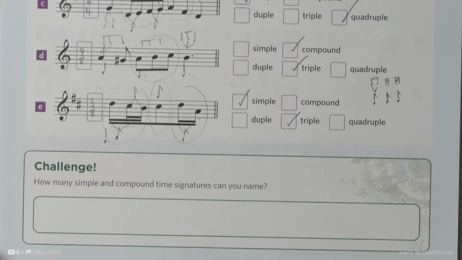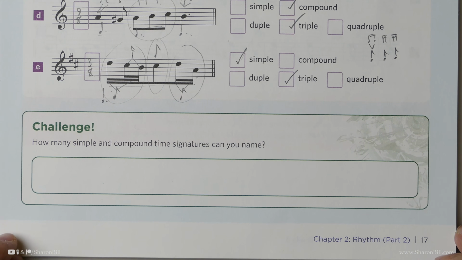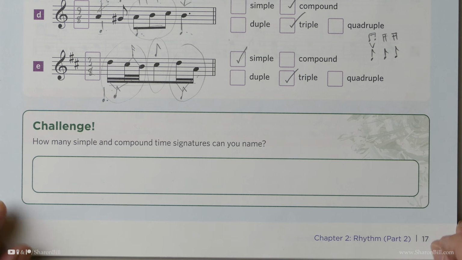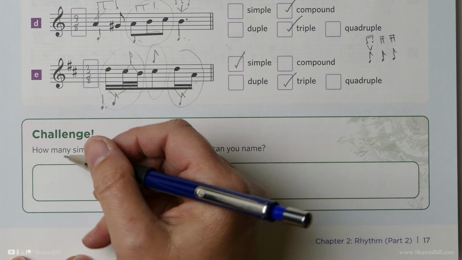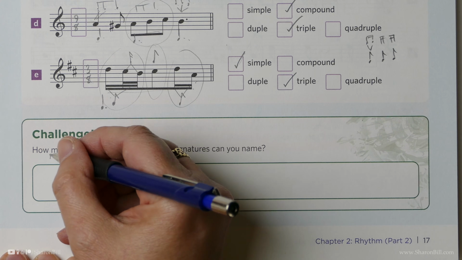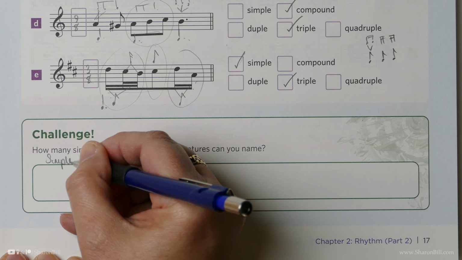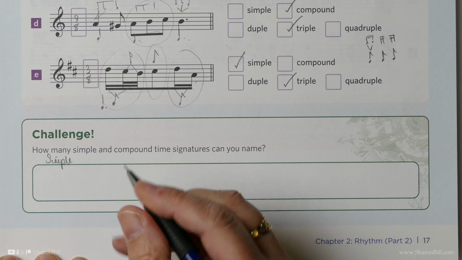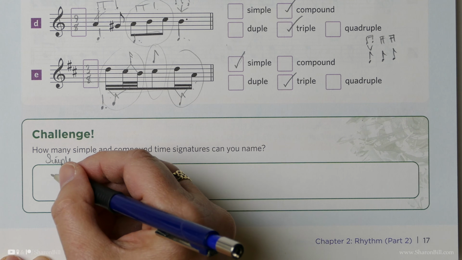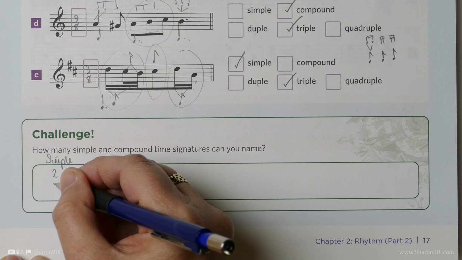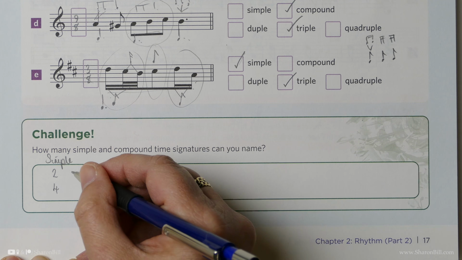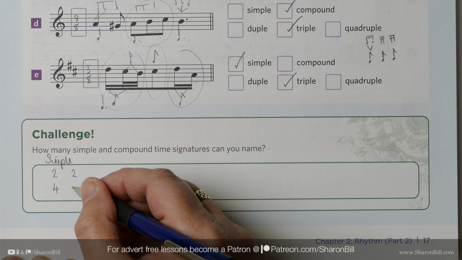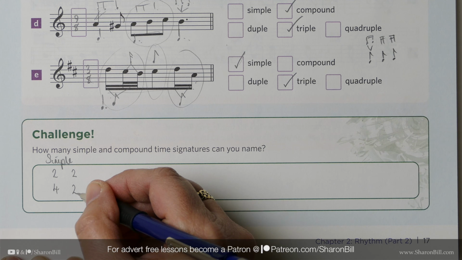Now at the bottom of this page we get a little challenge, and we've got to try and bring to mind all of the time signatures that we've covered so far in a mixture of simple and compound time. So first of all, let's think of the simple time signatures that we've covered so far. So we've done duple time. So in 2 beats per bar, we've had 2 crochet beats per bar. We've had 2 beats per bar when we're counting in minims, 2 minims per bar.